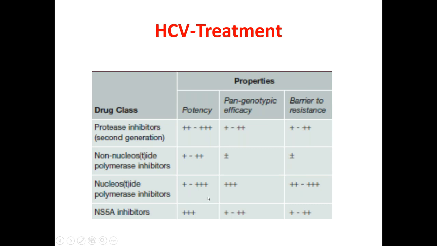Because in the NS5B polymerase region, if the mutation occurs, the virus will not be able to replicate. So the chances of mutation in this region are very less. And the most important drug which is available against this region is sofosbuvir. And NS5A inhibitors are ledipasvir, daclatasvir, and velpatasvir.